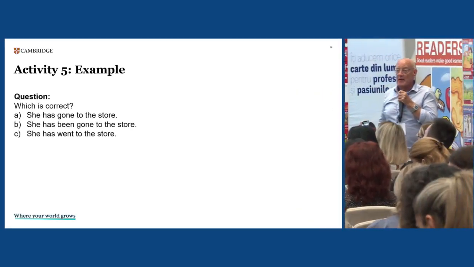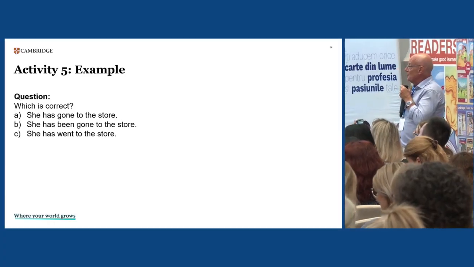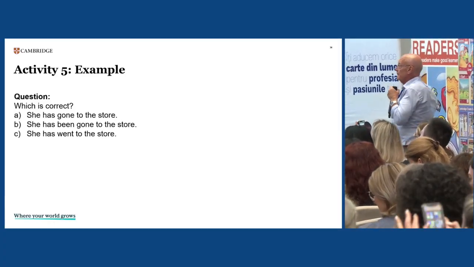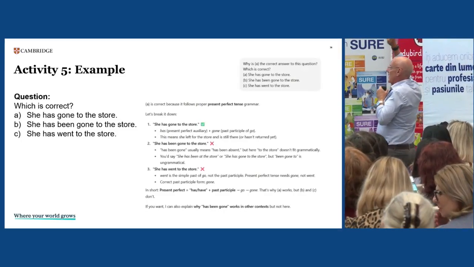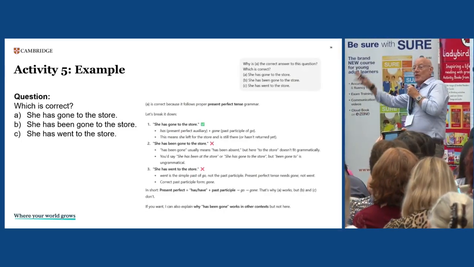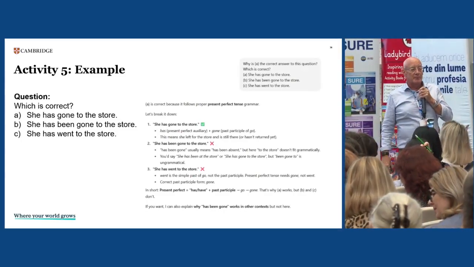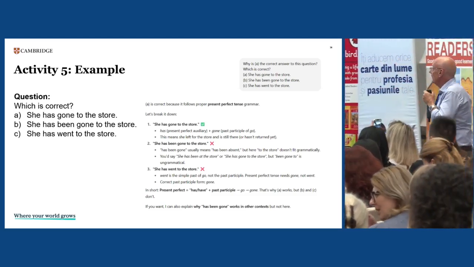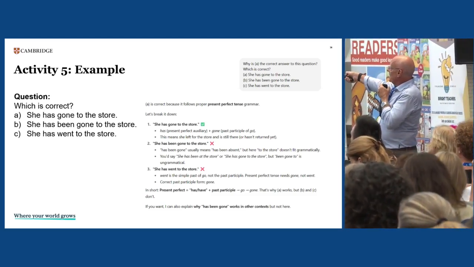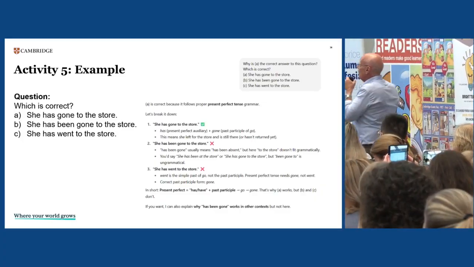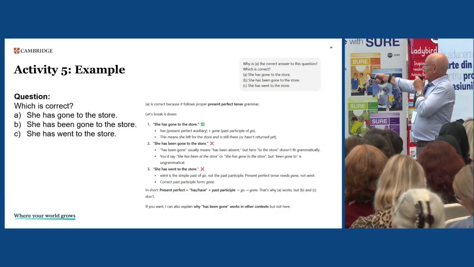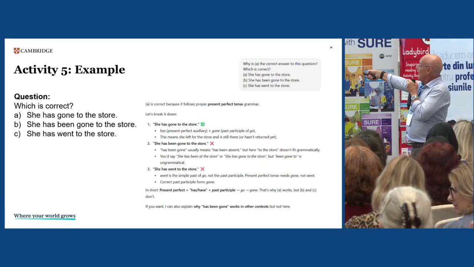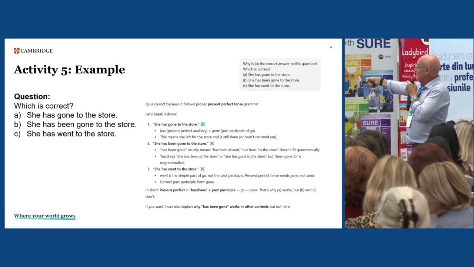Here's an example of what I mean. Here's the question, which is correct? And over on the right is the response from the AI tool. So top right is the question, why is A the correct answer? A is correct, and then it goes on: let's break it down, and so on.